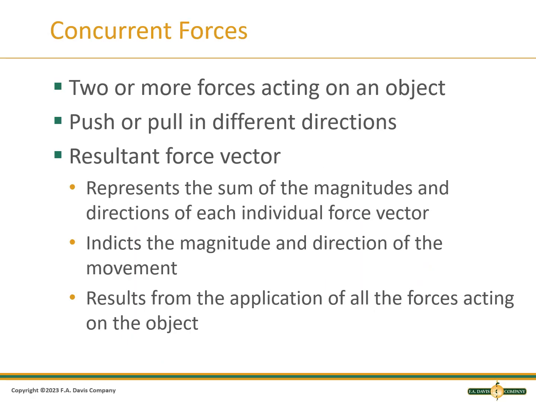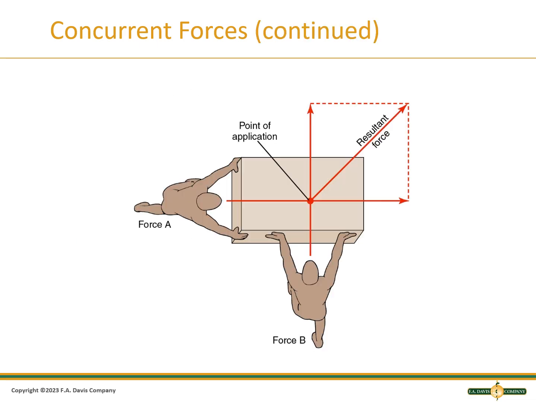Concurrent forces are when 2 or more forces act on an object in different directions that work together to produce a resultant vector. The resultant vector is determined by both the force and direction of the concurrent forces working together to produce the outcome of where and how far something moves.